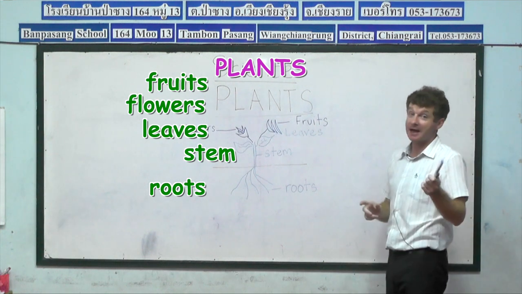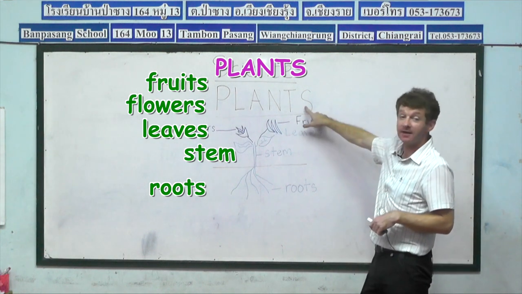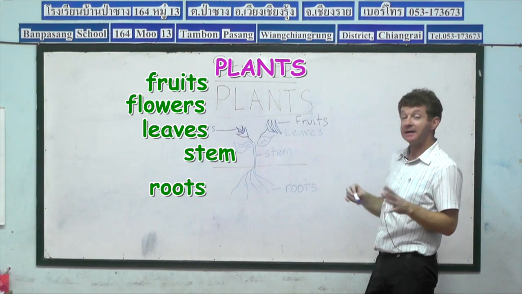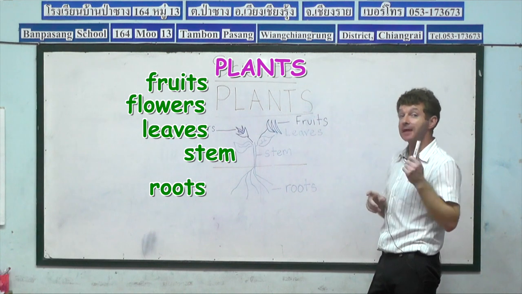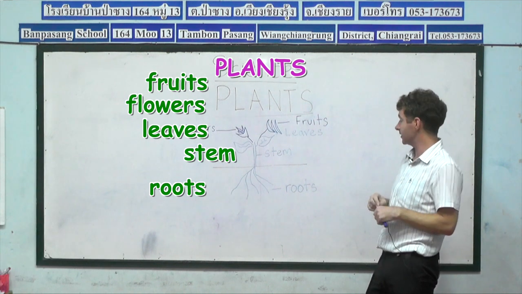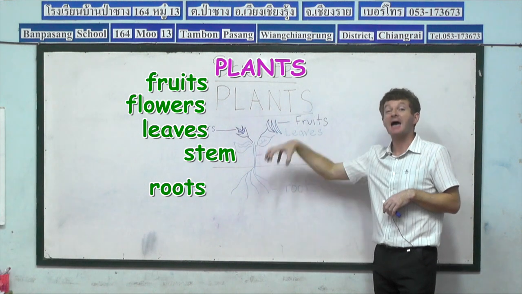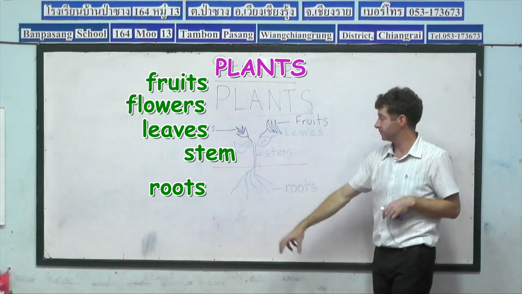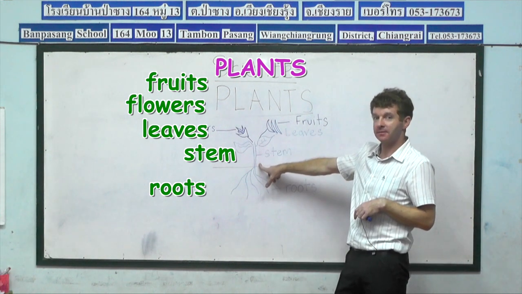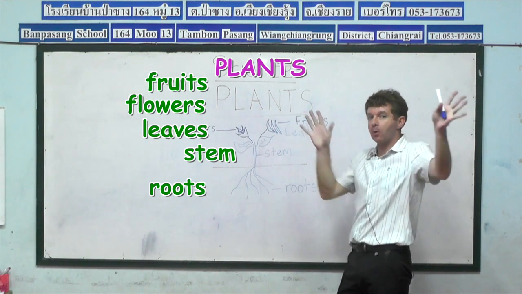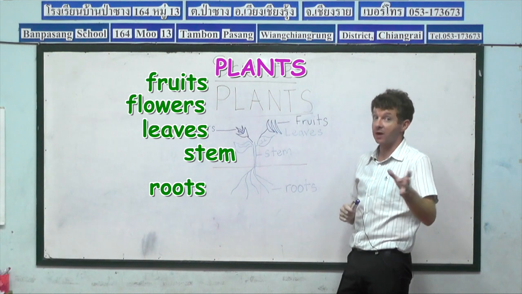So here we have our diagram of a plant. And you can see some of the many different parts of the plant that we have learned about already. Roots. Underground anchor the plant to the soil. Stem. Stem is like the skeleton of the plant. It will transport all the different parts to where they need to go.